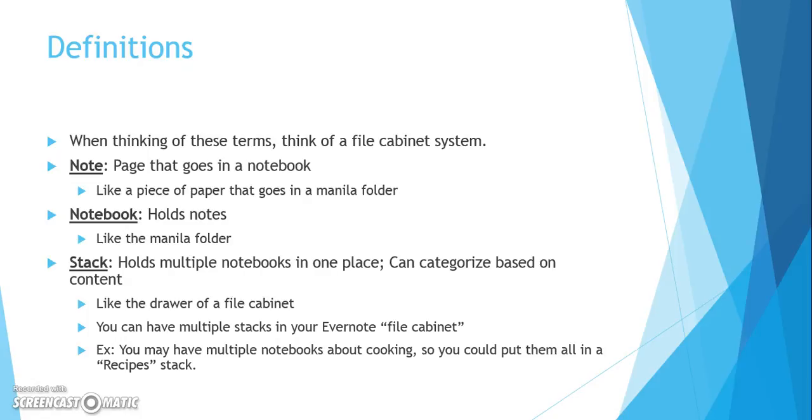A stack in Evernote is like a group of notebooks of similar content that can be found more easily because they're grouped together. So it holds multiple notebooks in one place, and it can be categorized based on the content. So let's say, for example, you might have 5 notebooks all about cooking. You could put them all in the same stack or the same group together and give that stack a name, such as recipes. And that way, the next time you go to find one of those files, all you have to do is search in the recipes stack and find it very easily. So it's a way to group together similar notebooks. In a real file cabinet, a stack would be like a drawer.